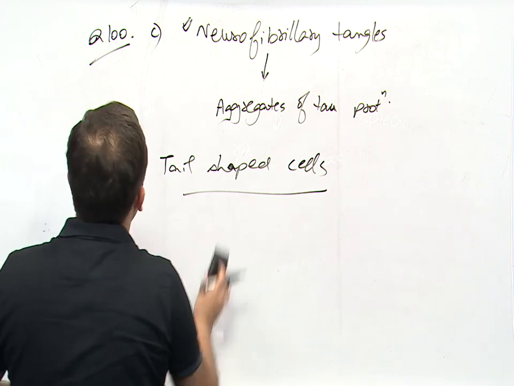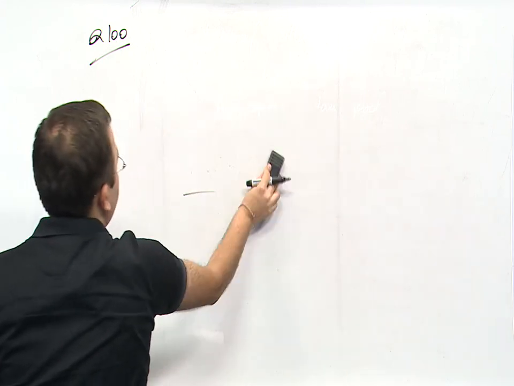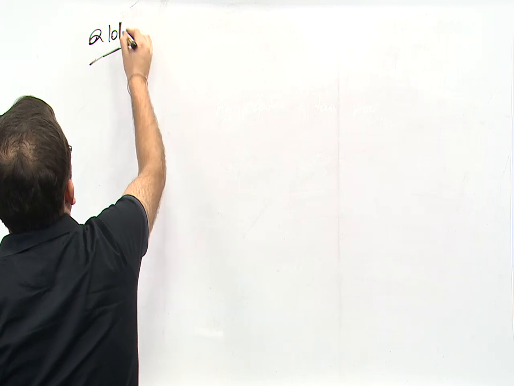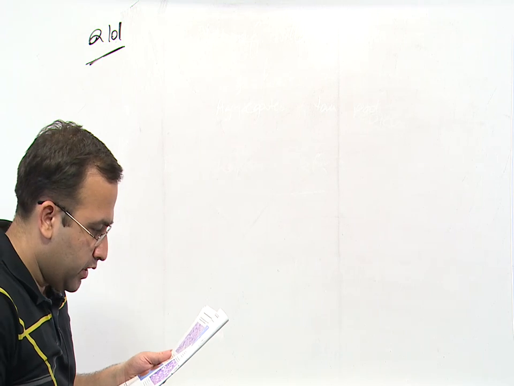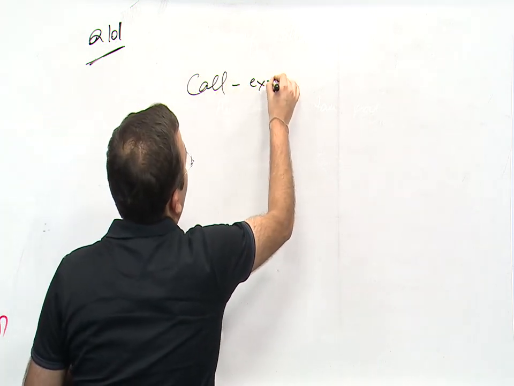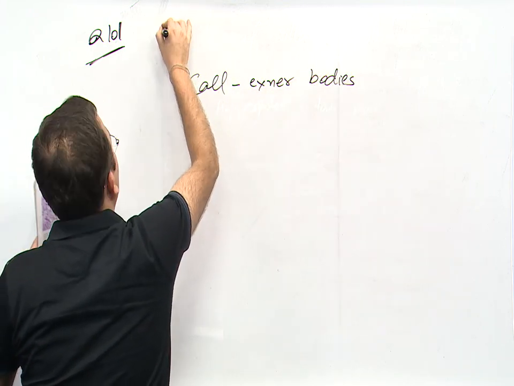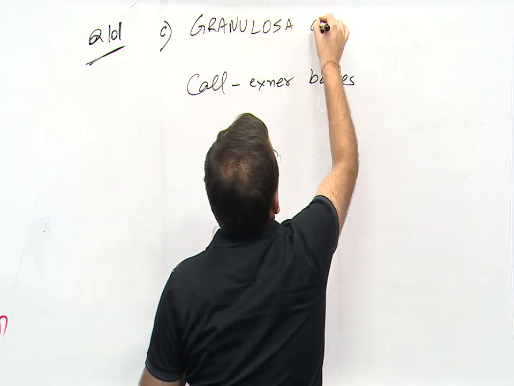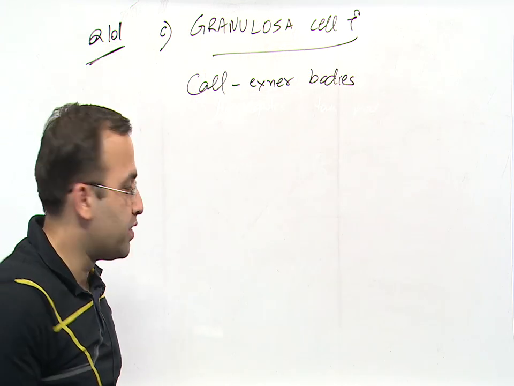Okay, so this gets us to the next question. That is question 101. Ovarian cell follicles. The classical thing that we are seeing here is the presence of Kohl-Exner bodies. This is a microscopy of Kohl-Exner bodies seen in granulosa cell tumors.